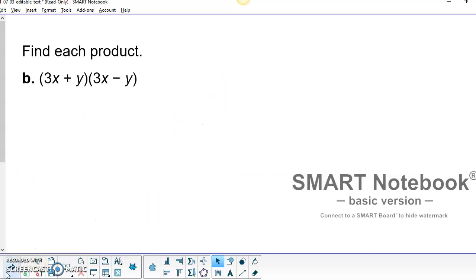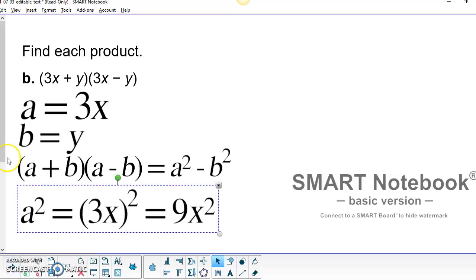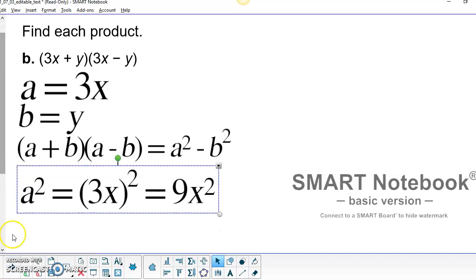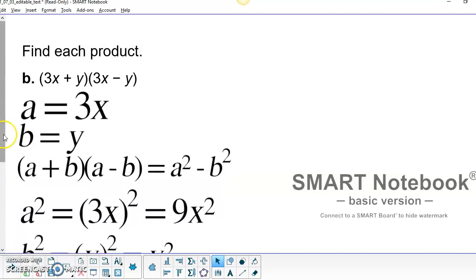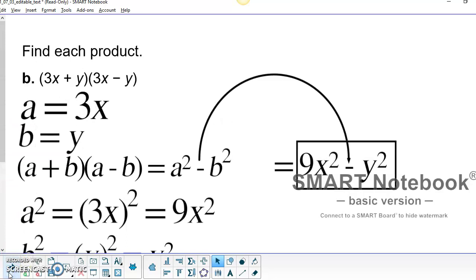All right, next one, find each product. So a is 3x, my b is y, and once again it's in the form a plus b times a minus b. So your a squared is 3x squared, and when you square that, you get 9x squared. Your b was y, so you square that, you get y squared. And remember, once again, there's a minus, so you have to transfer it over. So you're going to have 9x squared minus y squared.